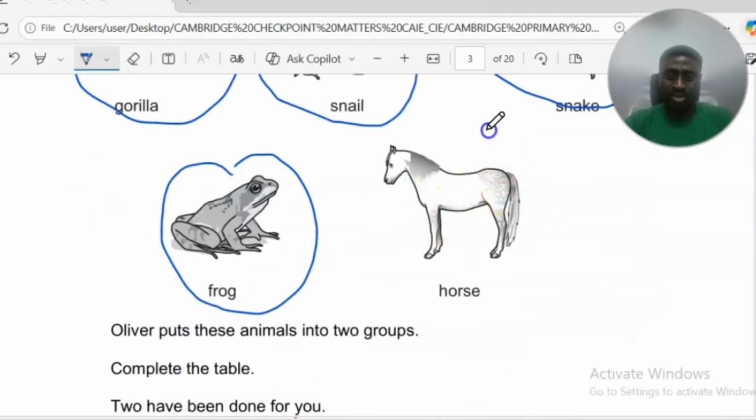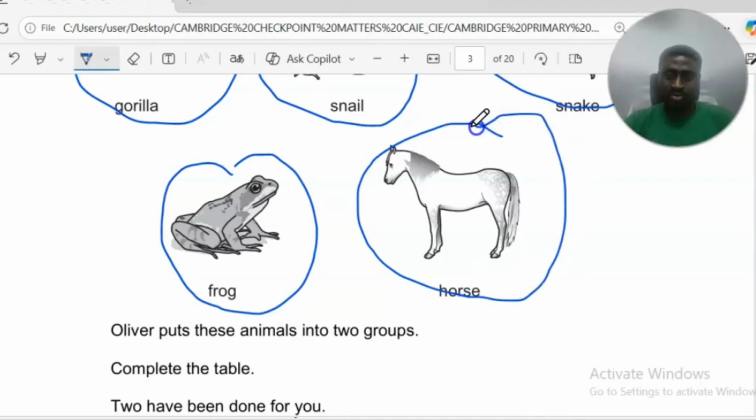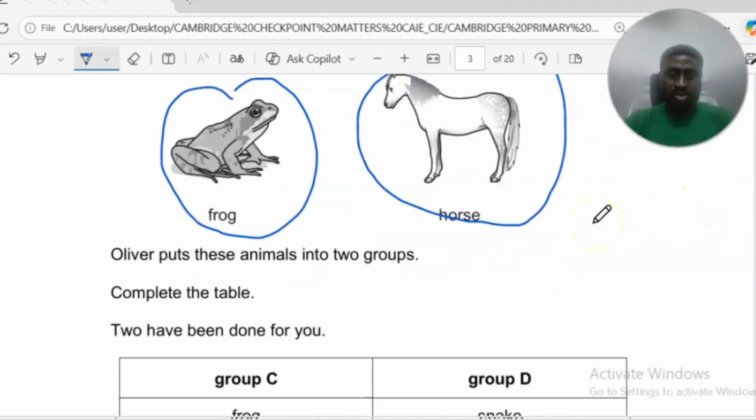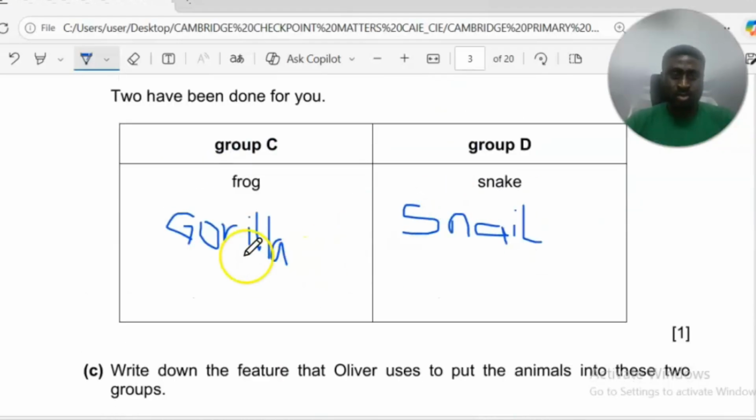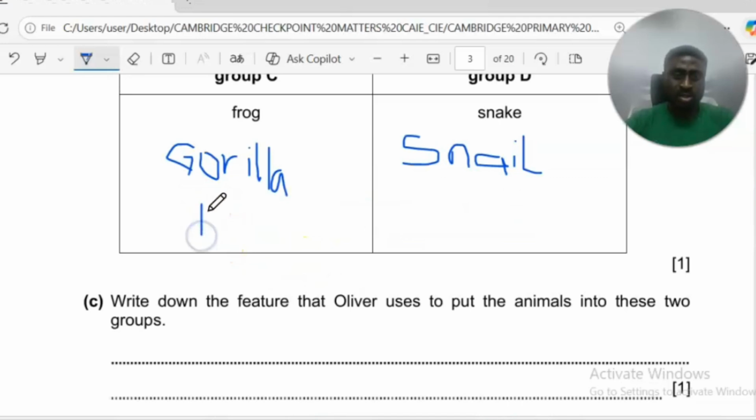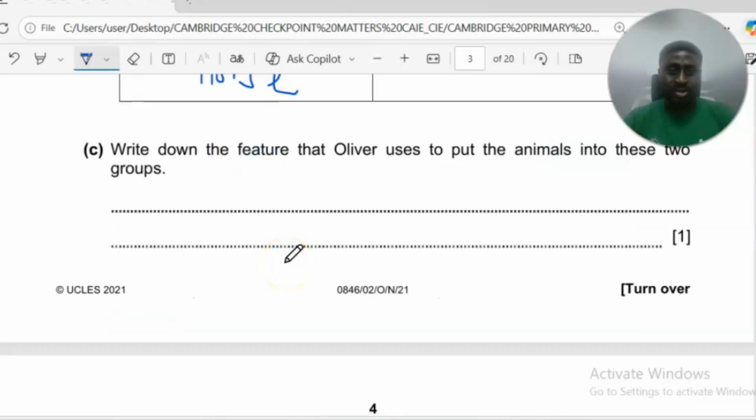Now I have a horse. The horse is the last but not the least for consideration here. Where do you think the horse will fall? It also possesses four limbs and hind limbs. So I'll also bring it under group C, the horse. If you're able to do this in this sequence or correct order, then you earn the 1 mark allocated to that question. Okay, let's move to question 1C.